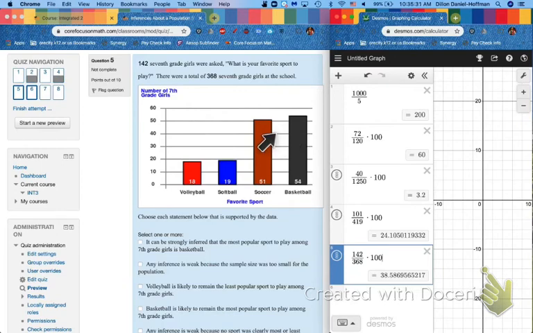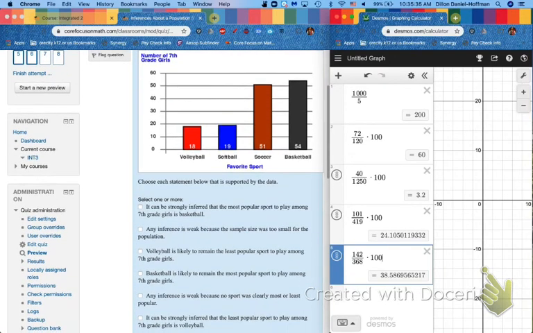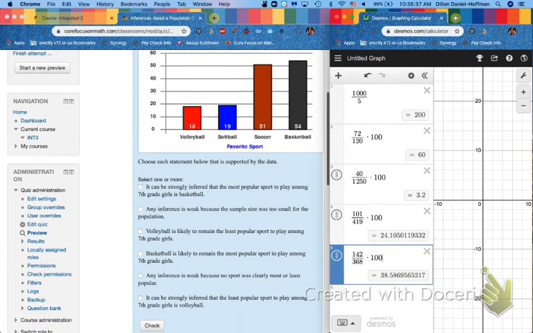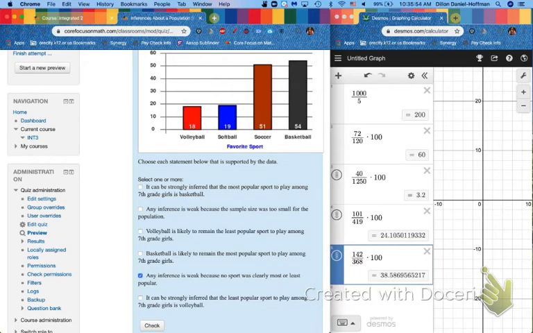So now I cannot make any strong inference about this. Therefore, any inference is weak. It's not because of the sample size, we check that, and it's not because of something that's going to happen in the future. I have no idea what's going to happen in the future. Volleyball might cease to exist in 10 years for all I know. Who knows? All I know is that right now, at this exact moment, any inference is weak because no sport was clearly most or least popular.